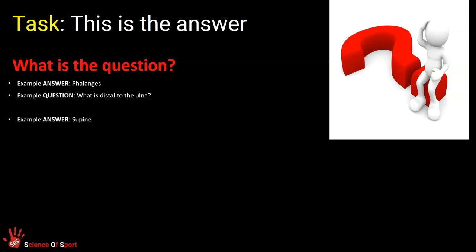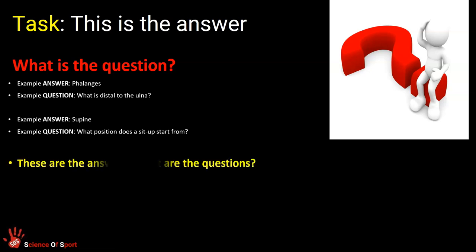Here's another example. The answer is supine. A question for that could be, what position does a sit-up start from? And the answer is the supine position. So you're going to be given answers and you've got to make up a question. There could be 5 different questions that had supine as the answer. There isn't just one correct version of a question, so don't worry too much about that, as long as it fits and as long as it makes sense.